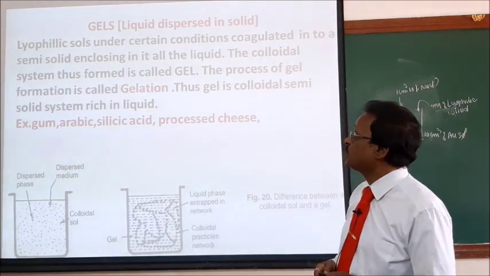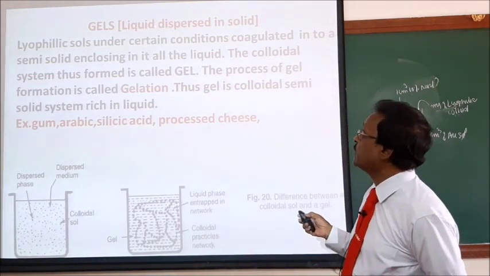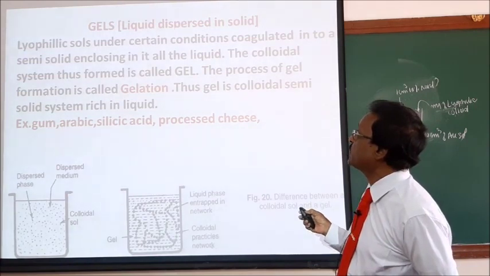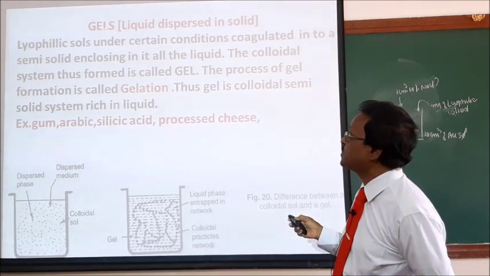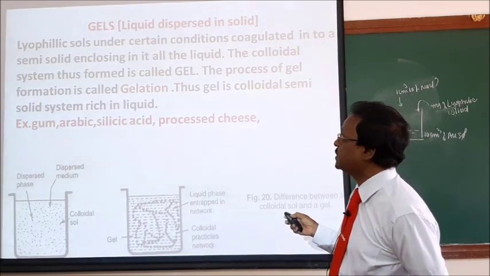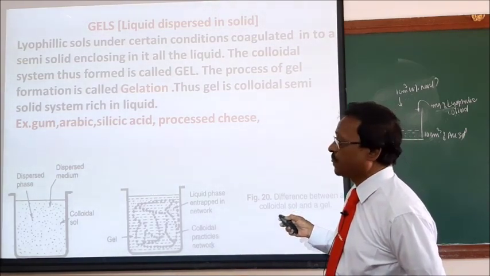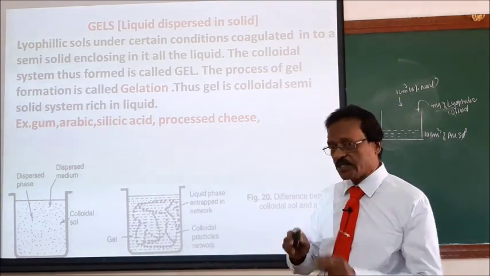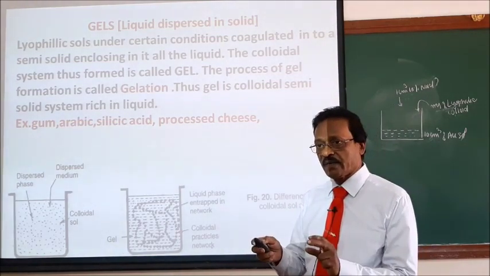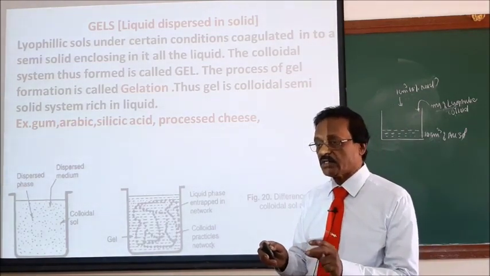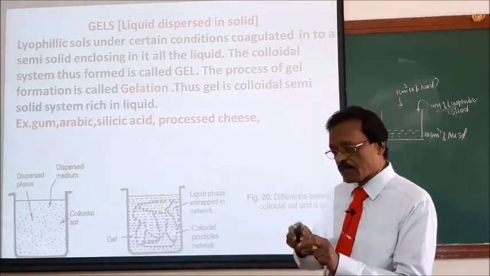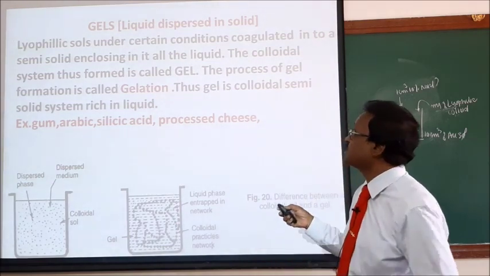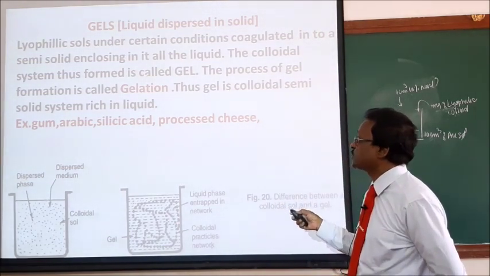Now gels. I told you, as an example, a liquid dispersed in solid. A gel is a liquid dispersed in a solid. Gels are mainly lyophilic colloids. These lyophilic colloids, when heated, set into a semi-solid, which is called the gel, and that process is called gelation. Under some conditions the lyophilic colloids set into a semi-solid, and that semi-solid is called the gel, and this process is called gelation.